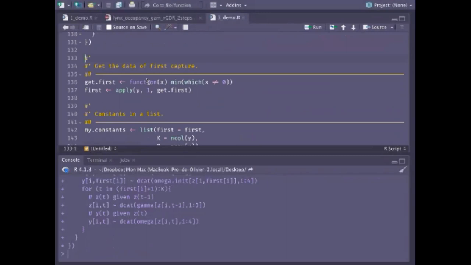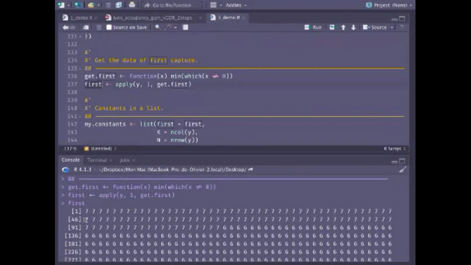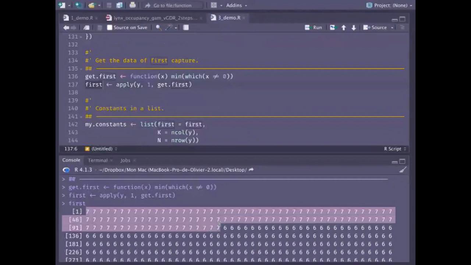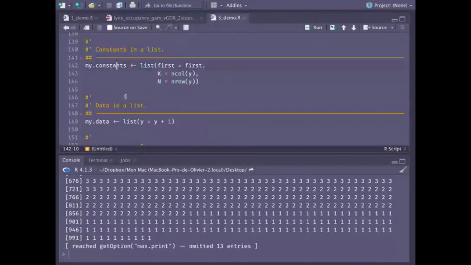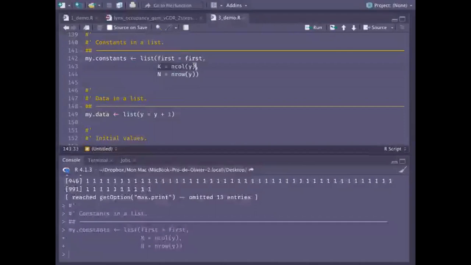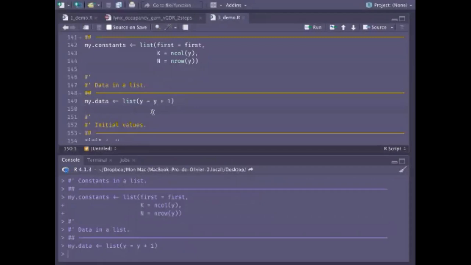We need to get the first encounter occasion, so this is a short function to do it. You see that some of our individuals were first captured at the last sampling occasion. There are seven sampling occasions in this data set, and then there are some individuals that were detected at the first sampling occasion, at the second, and so on. Constants in a list: this is the number of capture occasions, the number of individuals, and the vector of first encounters. The data: I just add a one to record everything as 1, 2, 3, 4. One non-detected, two detected as breeder, three detected as non-breeder, and four detected but status unknown.